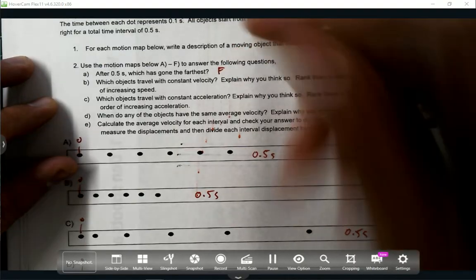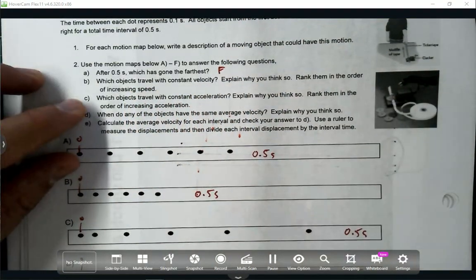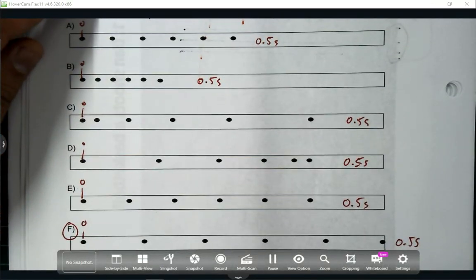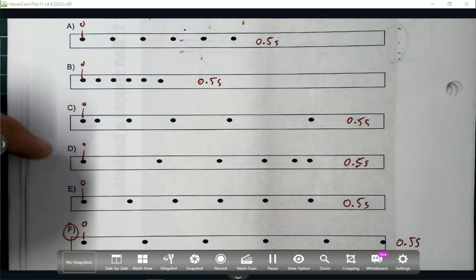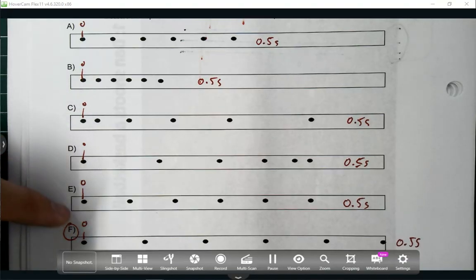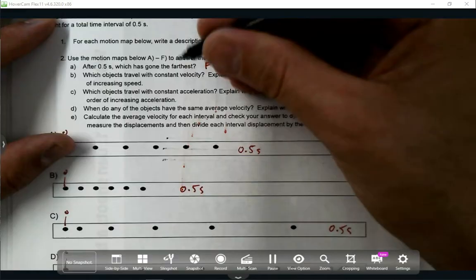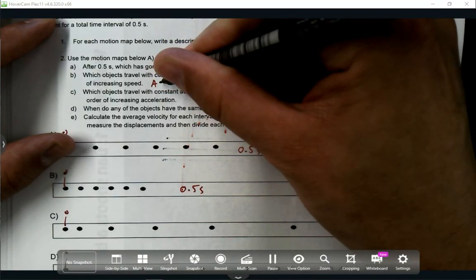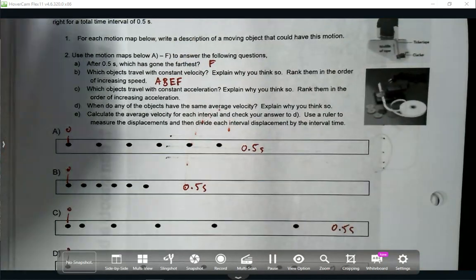Which objects travel with constant velocity? First, let's just answer that. Which ones are they? Then we'll talk about how we know. A. What's another one? B. E. F. All right. So A, B, E, F, and then somebody who I haven't heard from.